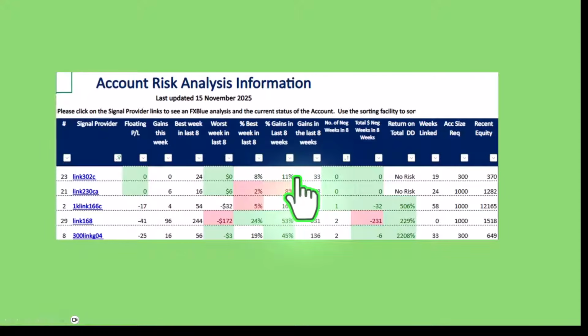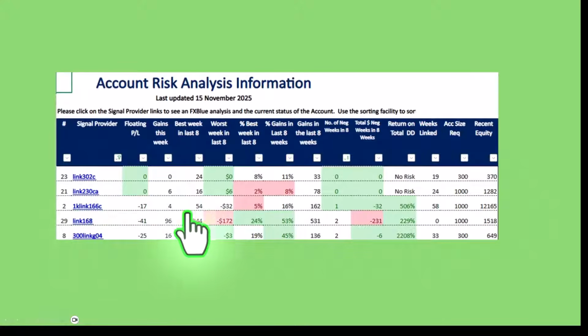Any gains over 5% a month are reasonable. Same here. This, in fact, is my favorite account because of these factors. No negative weeks, small gains but very controlled. The worst week is a positive week, never had a negative week, and the best week is a very nice positive one. So can you see how we're looking at all the factors in one go?